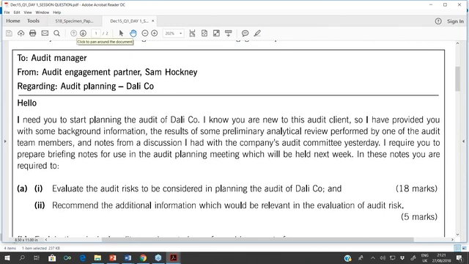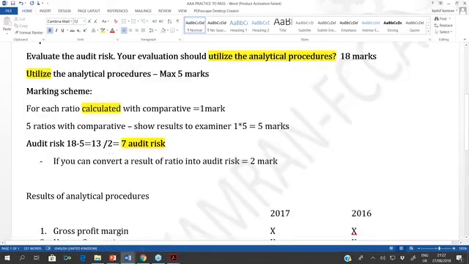Now I have to write this briefing note to the partner from the manager, because the email has come to the manager from the partner regarding audit planning for Dali company. So I have to reply back to the email. So I have to use the same format. So I will say to, from, regarding. Okay, let me take the Word file and let's start writing the proper answer.